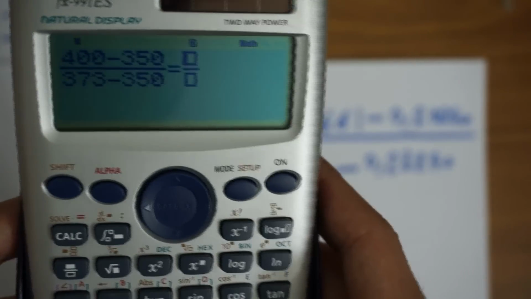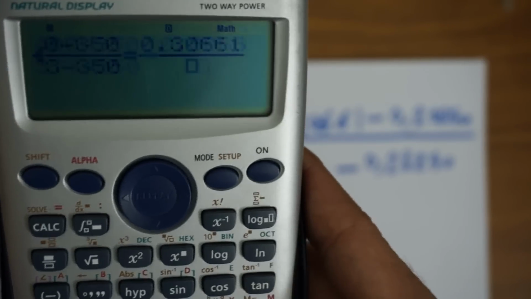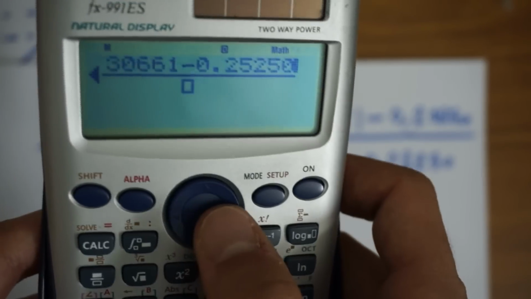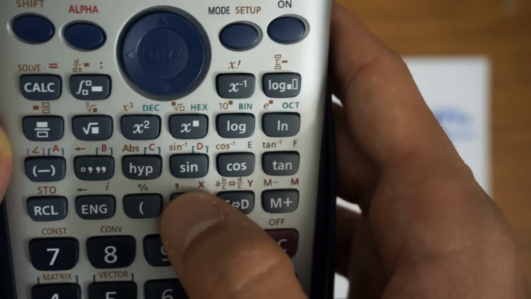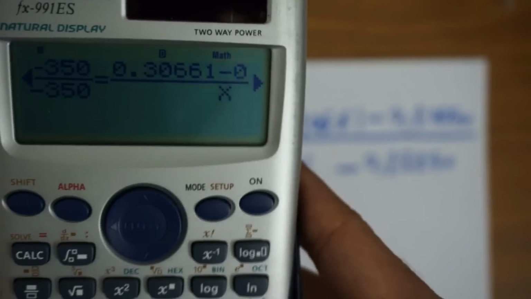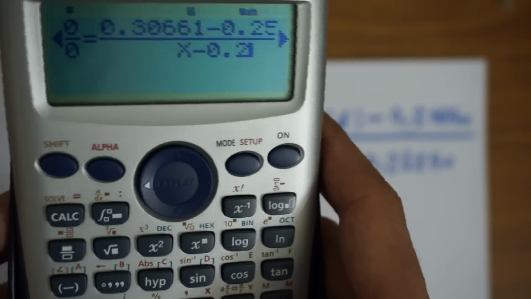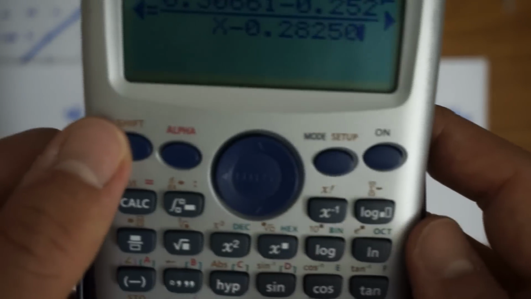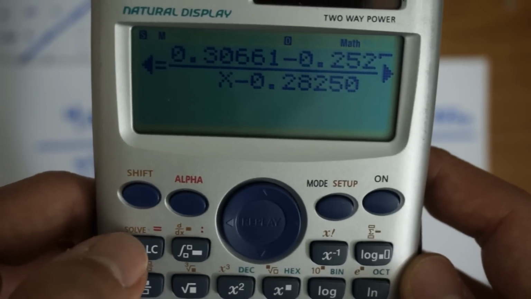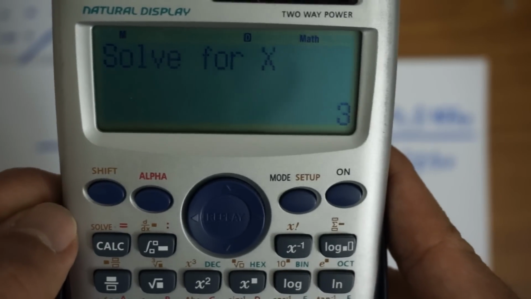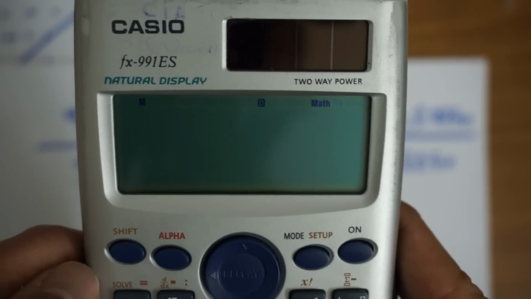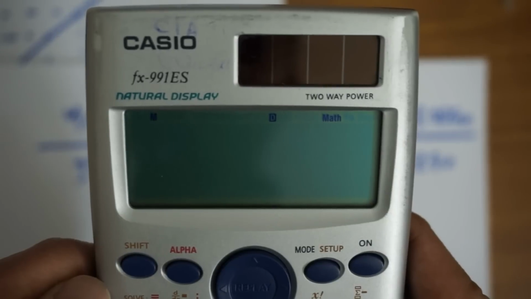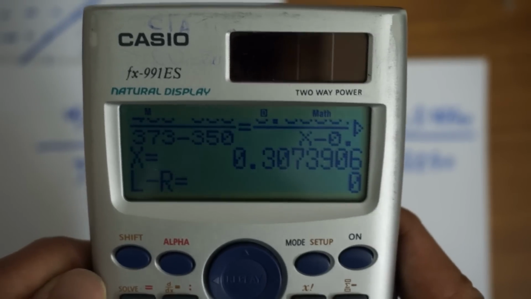I continue, we have 0.30661 minus 0.28250 divided by alpha X minus 0.28250. Shift solve, equal. It may take some time.